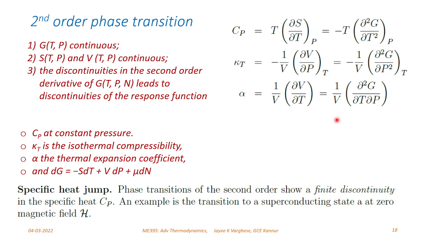These changes we normally do not discuss in our course, but this can find application in cryogenic applications and superconductivity. Phase transitions of the second order show a finite discontinuity in the specific heat Cp. An example is the transition to a superconducting state at zero magnetic field. In the absence of any magnetic field, the transition to the superconducting state is an example of a second order phase transition.